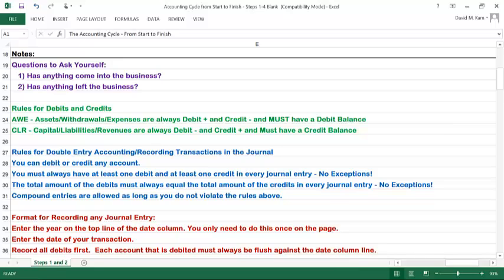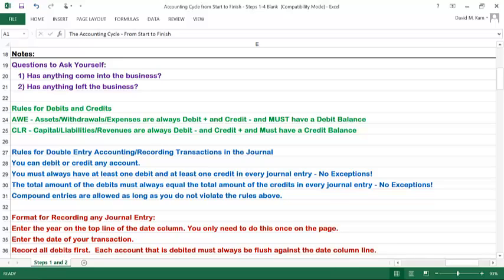We have our rules for debits and credits. Again, AWE: assets, withdrawals, expenses, debit plus, credit minus. And then CLR: capital, liabilities, and revenue are always debit minus and credit plus. Now, that doesn't mean that we can't debit or credit them at any time. In any case, we can debit or credit any account. The only thing that we have to remember here is that we can never have an abnormal balance, and we'll see how that plays out in the next video in step 3 when we post our journal entries into the T accounts.